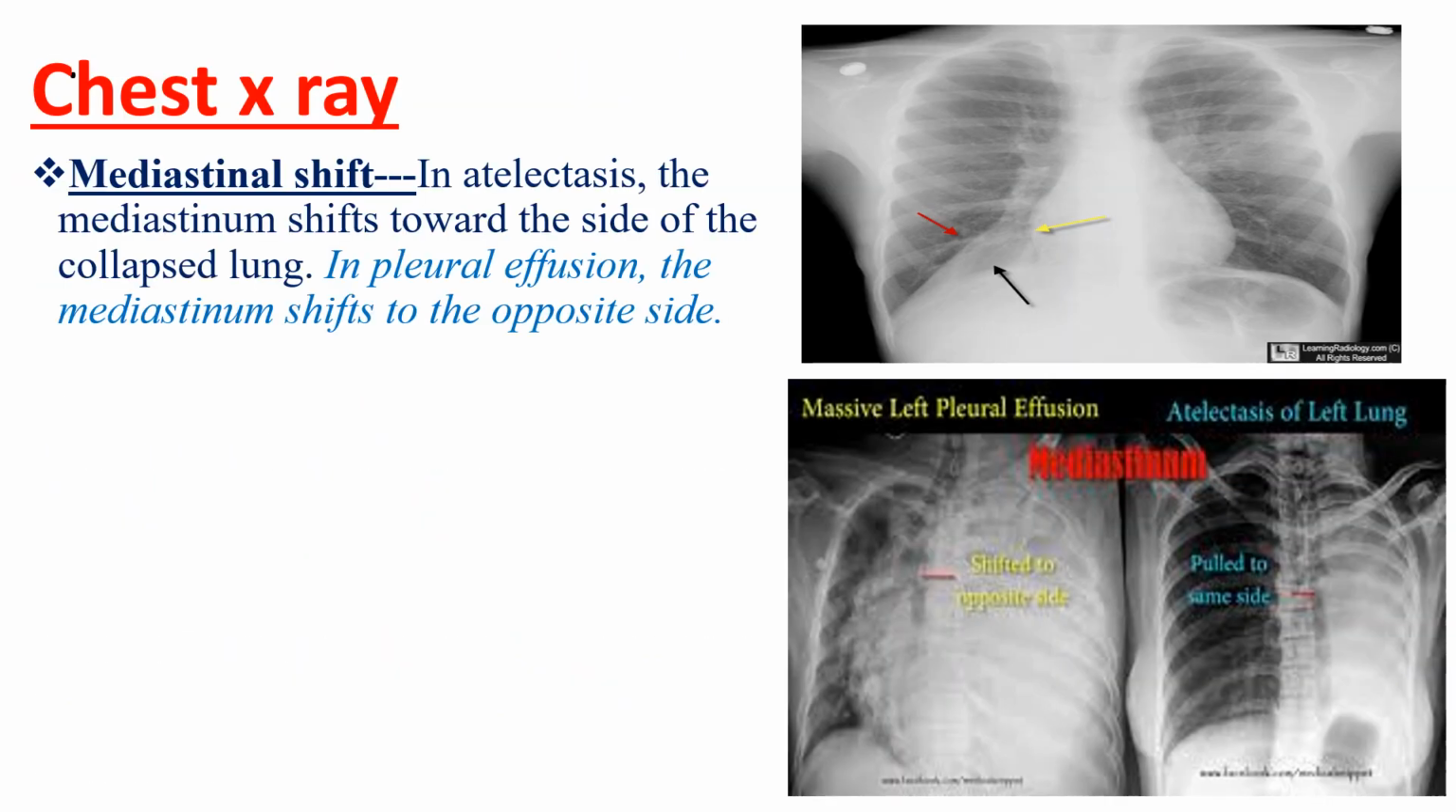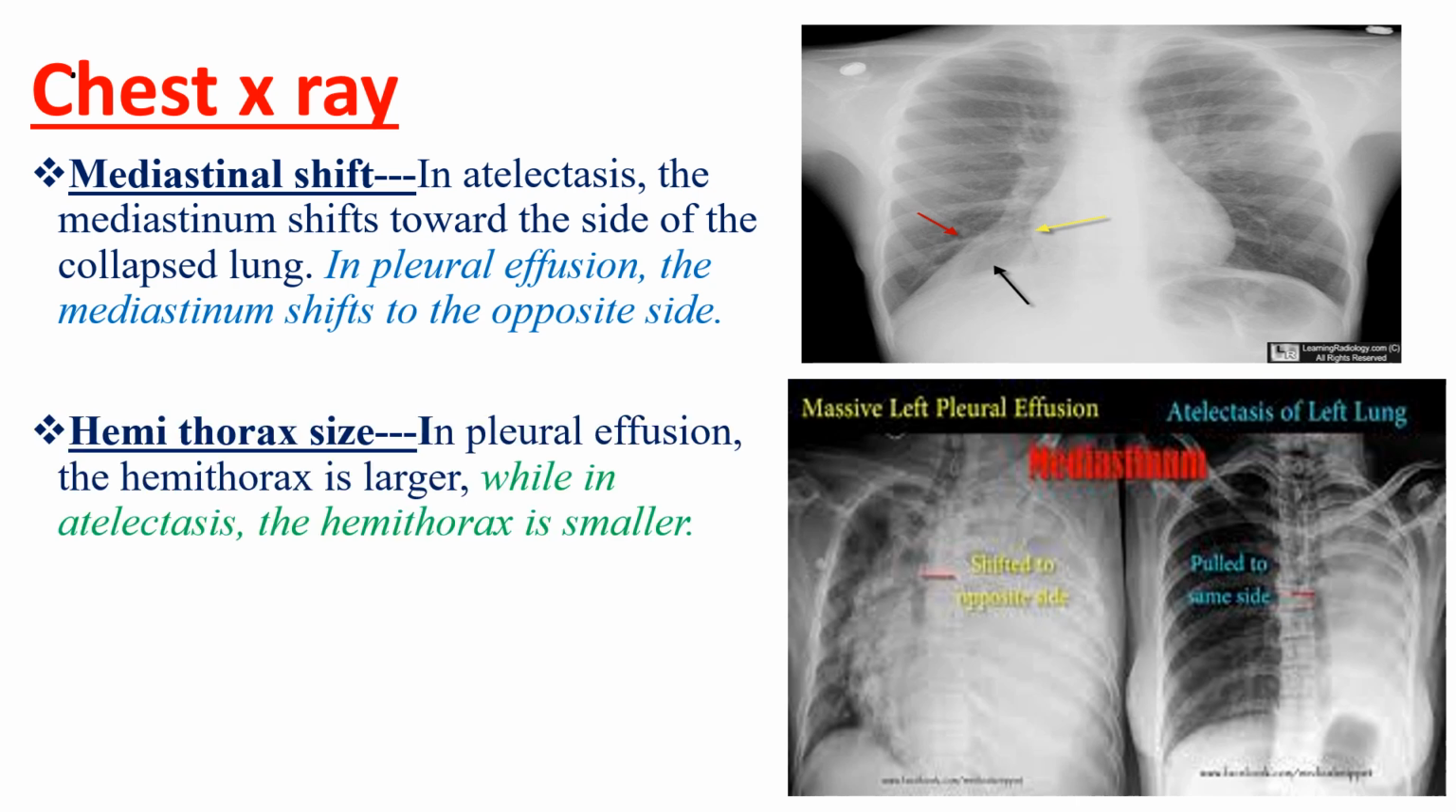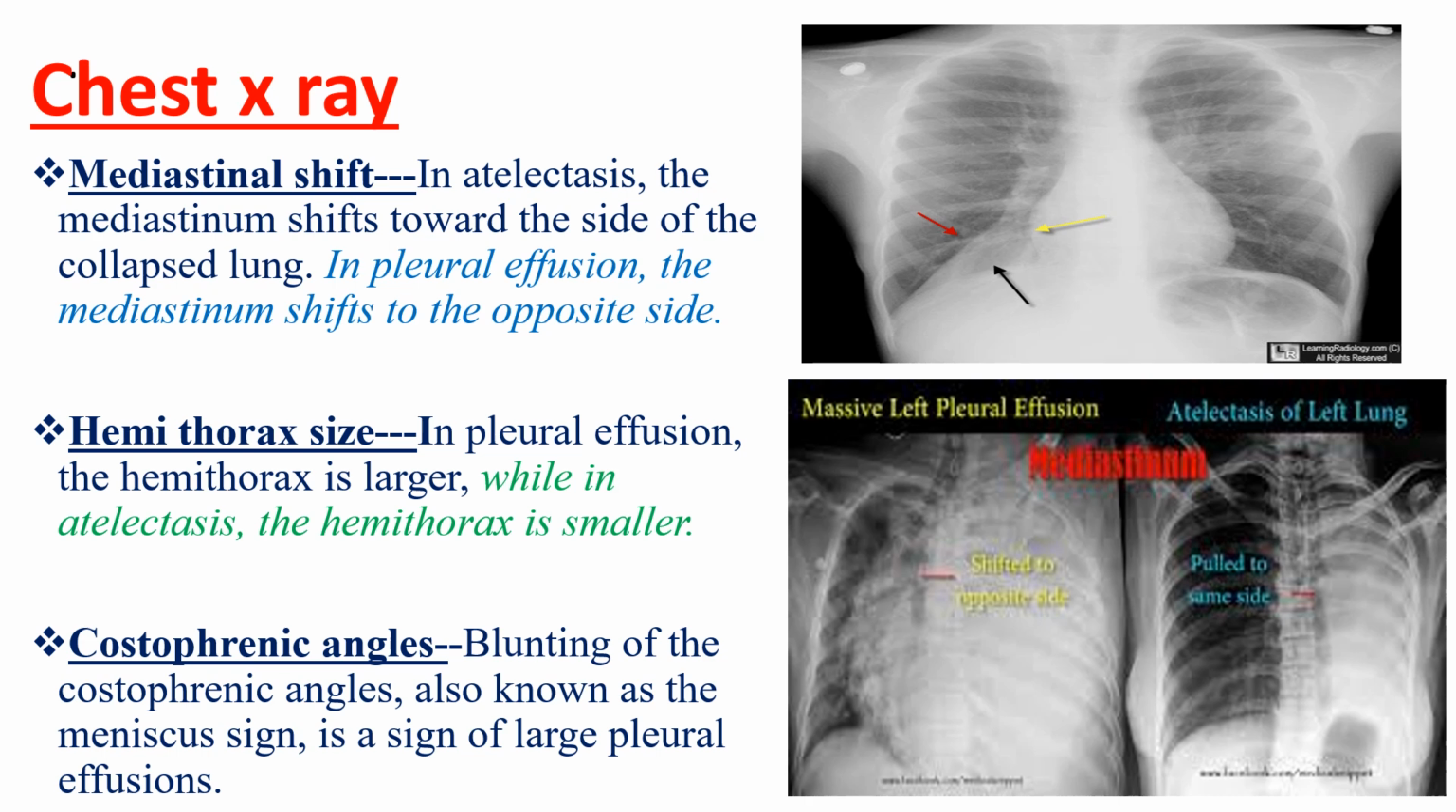On chest X-ray, in atelectasis, the mediastinum shifts towards the side of the collapsed lung, whereas in pleural effusion, the mediastinum shifts to the opposite side. In pleural effusion, the hemithorax is larger, while in atelectasis, the hemithorax is smaller. Blunting of the costophrenic angles, also known as the meniscus sign, is a sign of large pleural effusion. So in atelectasis, the mediastinum shifts towards the side of the collapsed lung, whereas in effusion, it shifts to the opposite side.